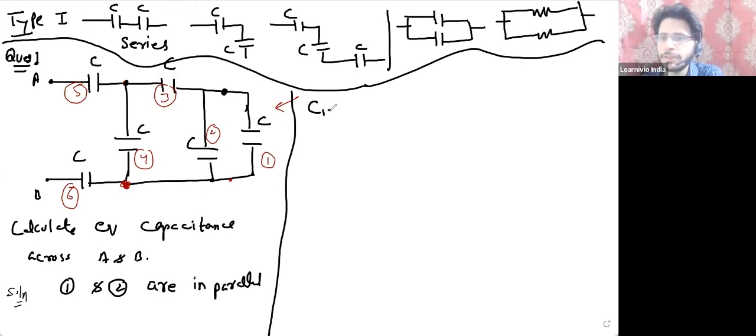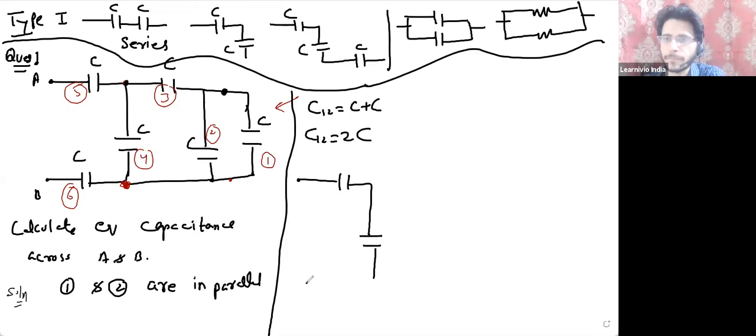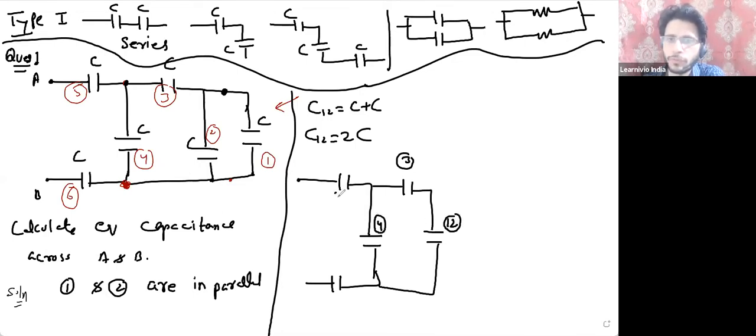When they are in parallel, for C12 we can write C plus C, because in parallel we add them up. So C12 will be 2C. Next, we remove these two capacitors and add a single capacitor in their place. This is capacitor number 3, this is capacitor number 1, this is capacitor number 4, this is 5, this is 6.